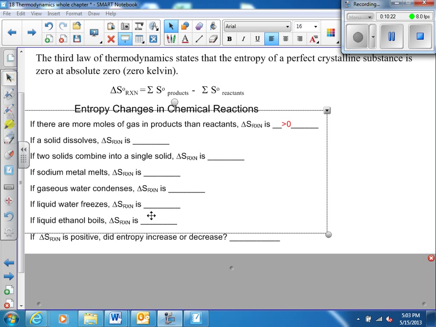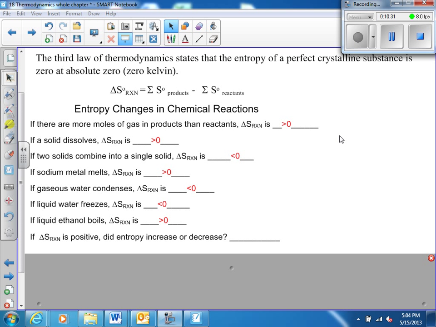I'm going to put the answers in here, and you can always ask me about it in class if you have any questions. So think about these. Pause this right now because I'm about to put in all the answers. All right, here's your answers. So dissolving a solid going to a liquid. Liquid is the product, has more entropy than a solid. So large minus small, greater than 0.